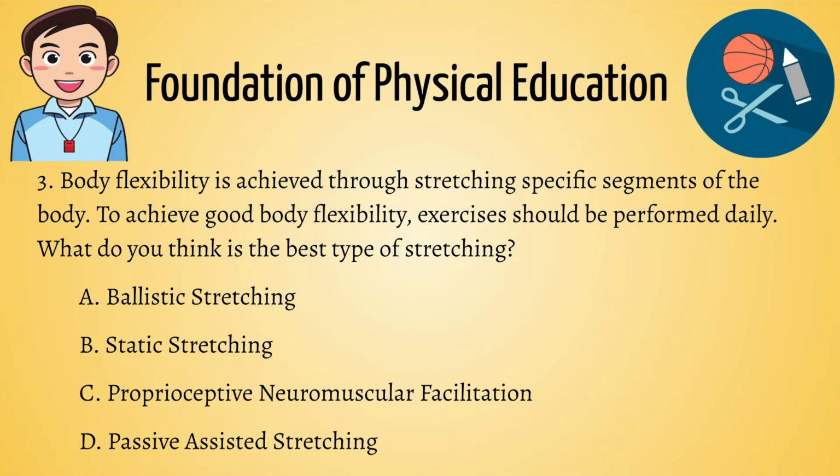Body flexibility is achieved through stretching a specific segment of the body. To achieve good body flexibility, exercises should be performed daily. What do you think is the best type of stretching? A. Ballistic stretching. B. Static stretching. C. Proprioceptive neuromuscular facilitation. D. Passive assisted stretching. Answer: B. Static stretching.